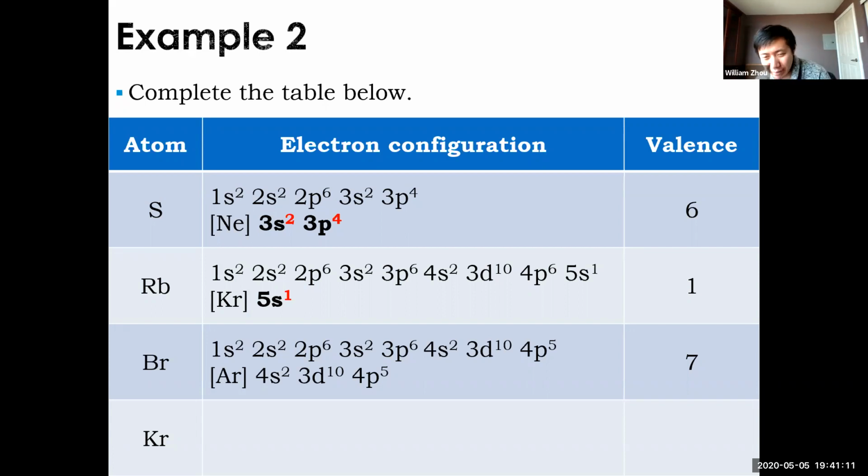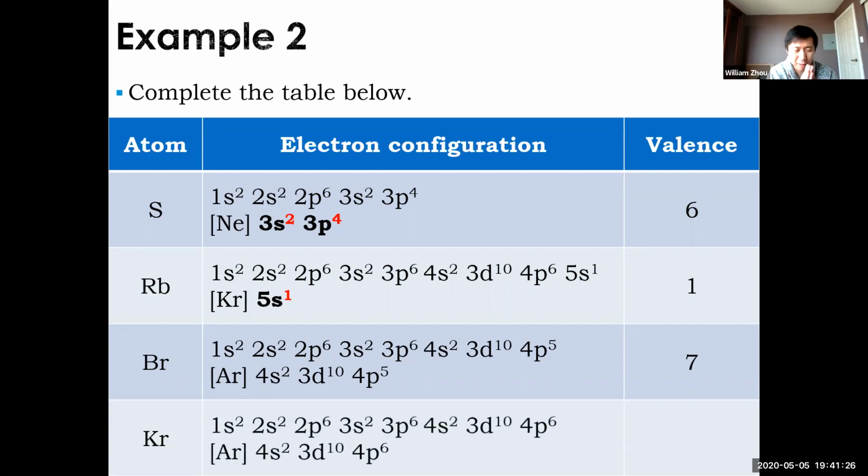Bromine has 7 valence electrons, which makes sense because bromine is a halogen, and all halogens, fluorine, bromine, chlorine, and iodine, they all have 7 valence electrons. So this matches what we've learned before.